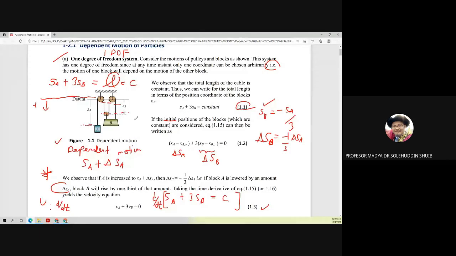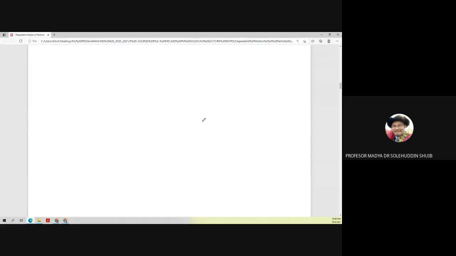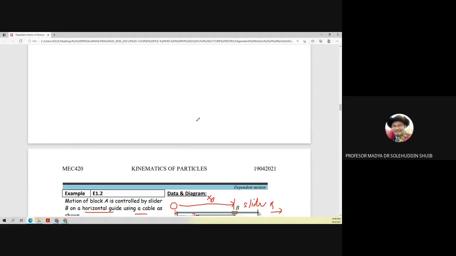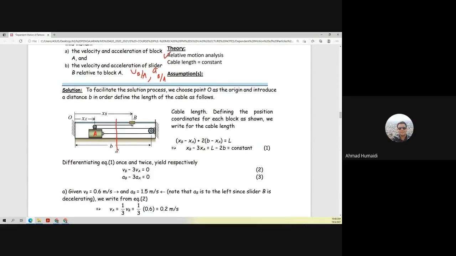For B, how many do we have? 3. For block B we have 3: 1, 2, 3. So for this case, when you cut, how many strings do you have there related to block A? 2. Yes, 2.